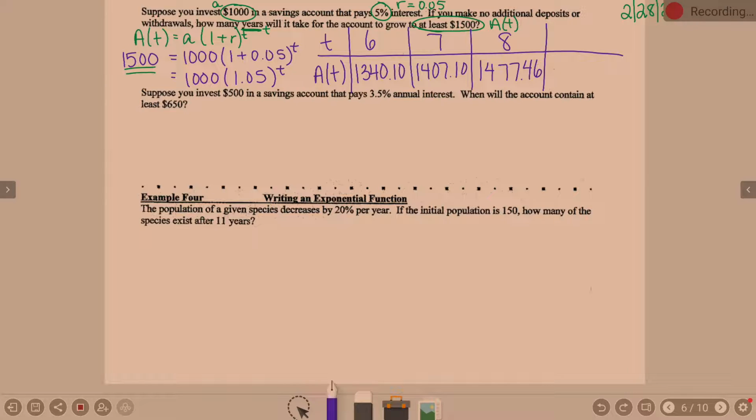$1,477.46. Am I there yet? No. Well, Levi already told us the answer. What's going to happen when we try 9? I think it's going to work out. Hey, guess what? When you put in 9, we're now at $1,551.33.